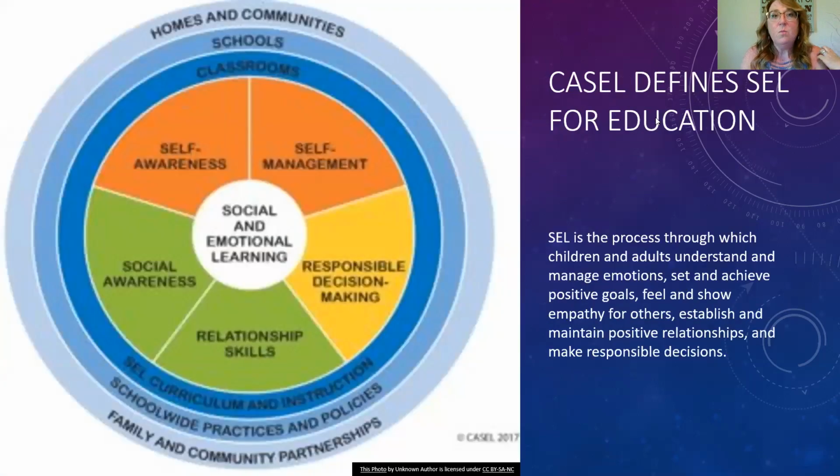So this is CASEL's wheel. CASEL is, again, the Collaborative for Academic Social Emotional Learning. CASEL did a really nice job of defining SEL for education as the process through which children and adults understand and manage their emotions, set and achieve positive goals, feel and show empathy for other people, establish and maintain positive relationships. And then they go a step further and talk about responsible decision making. And this is what the CASEL wheel looks like.